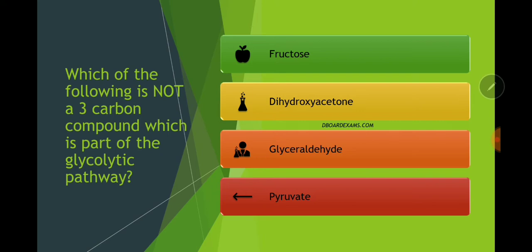So, a quick review. Which of the following is not a 3-carbon compound which is part of the glycolytic pathway? We just reviewed which ones were 3-carbon compounds. So this is a 3-carbon compound, 3-carbon compound, 3-carbon compound. So you know fructose has 6 carbons, but it is a 5-membered ring. So fructose is not a 3-carbon compound.